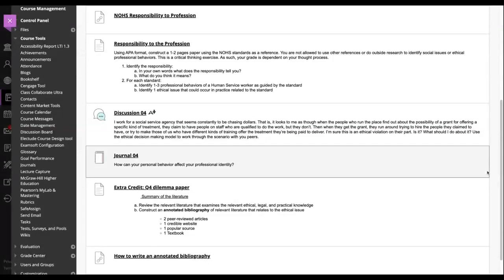So you really need to read all of the standards and then go through each of them. Each standard, give me a professional behavior. I say 1 to 3, but I'm good with 1. Each standard, tell me an ethical issue that could occur. I'm not saying an ethical dilemma, I'm not saying an ethical violation, I'm saying an ethical issue. So it's just something ethical that can go on with that particular standard. And you need to do that for each of the standards under responsibility to the profession.